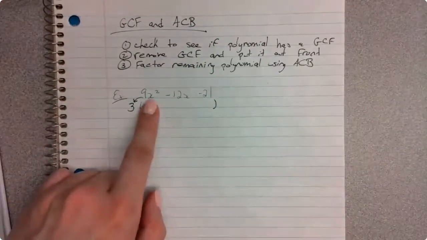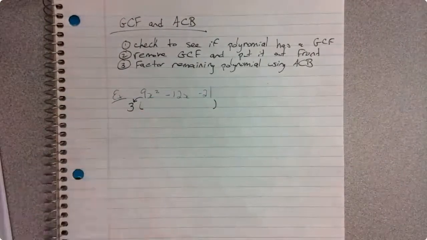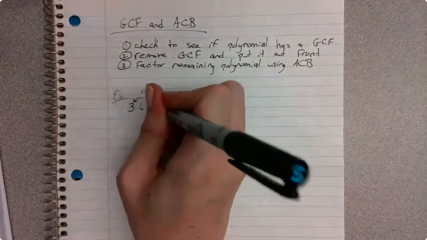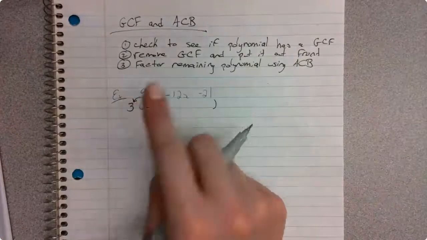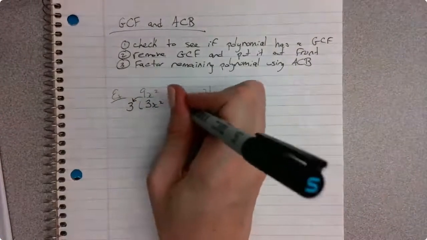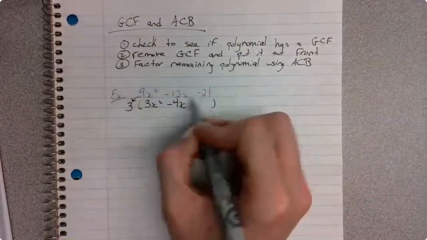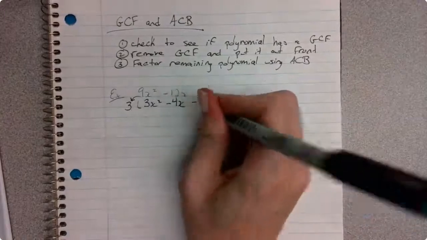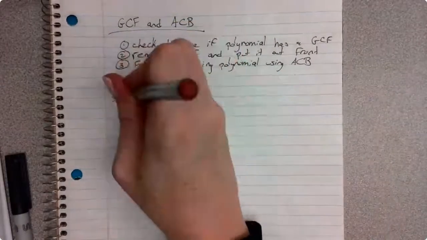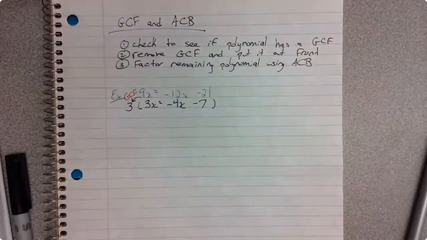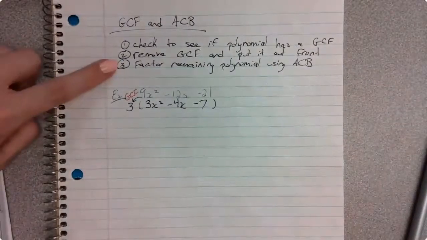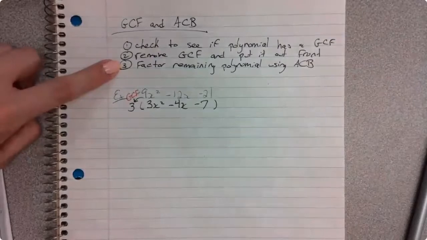So 9x squared divided by 3 leaves me with 3x squared. -12x divided by 3 is -4x. And -21 divided by 3 is -7. So I have removed my greatest common factor, that's 3. Then it says just factor the remaining polynomial using the ACB method.